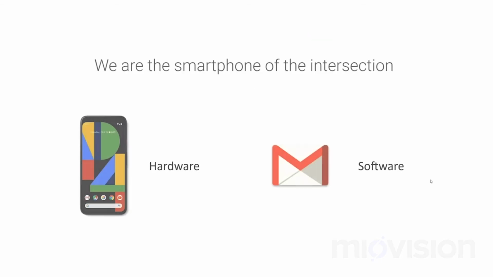So I just want to start with a very quick overview of our technology and how we think of our solution. We often call ourselves the smartphone for the intersection. And what that really means to us is we supply a combination of hardware and software that allows traffic teams to achieve their strategic goals.